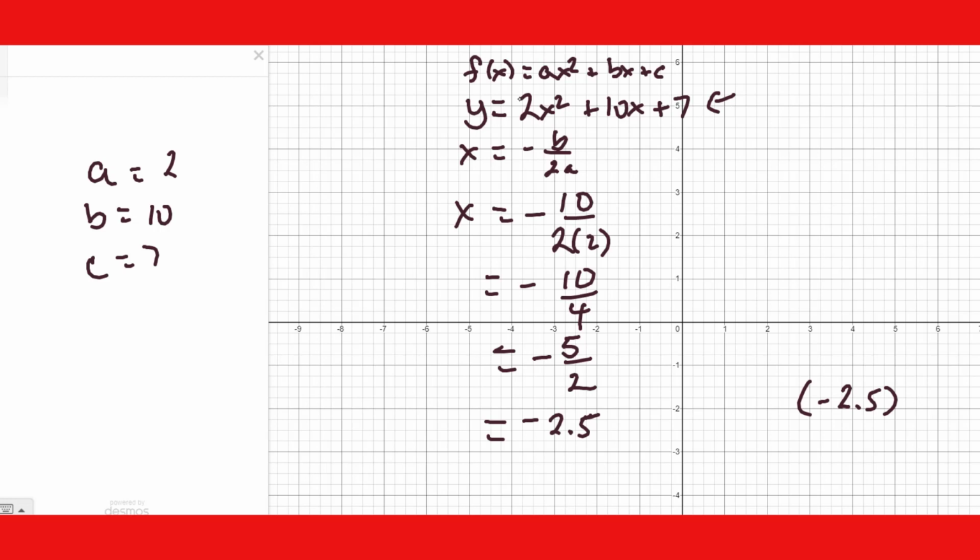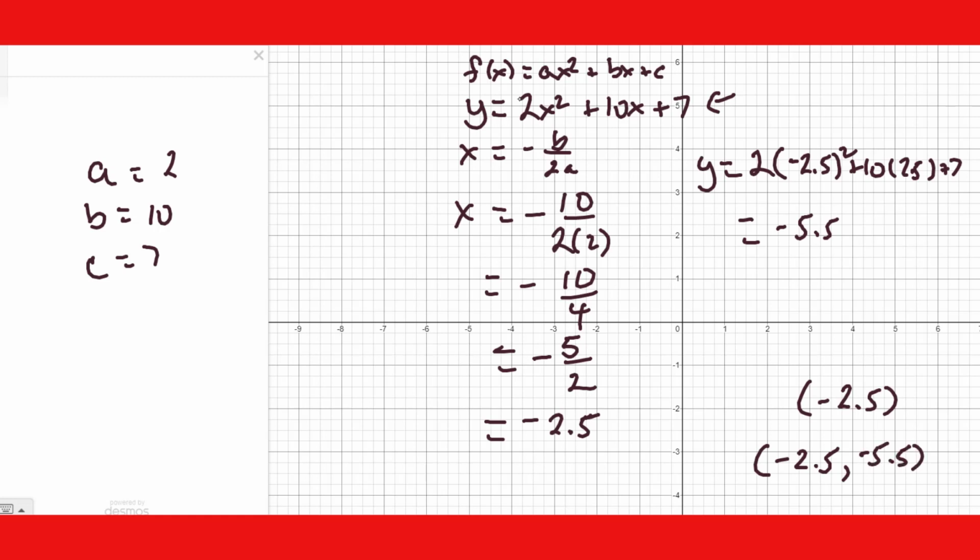Now what are we going to do with that? We're just going to plug that into the original equation every time we see x so we can figure out our y value. So we have 2 times negative 2.5 squared plus 10 times negative 2.5 plus 7. We end up with negative 5.5 at the end. So our x value is negative 2.5, and our y value is negative 5.5. That's what the vertex of this parabola is.